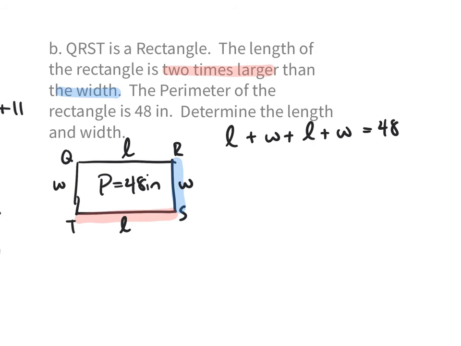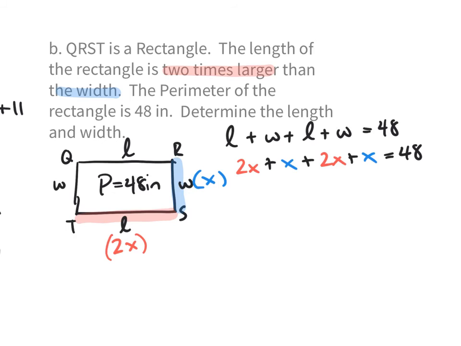Now here's what we're told. We are told that the length is 2 times longer than the width. So the way I can set this up is that if the width, let's just say, is x, then I know that the length is going to be 2 times larger than that, so I can say 2x. If I plug this into my equation, I would have 2x, and then I would add to that the width, which is x, and then I would add to it again the length, which is 2x, and then the width again, which would be x. All those things should add up to the total perimeter of 48.